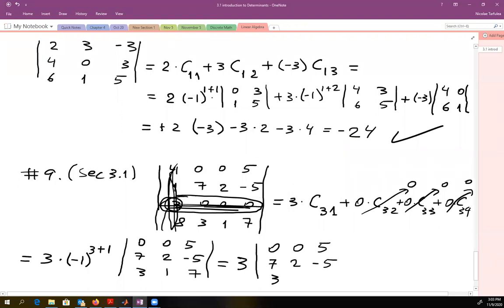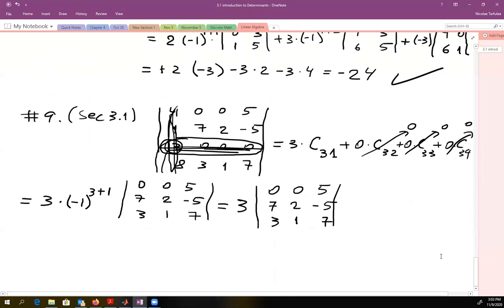I cannot read the chat, you'll have to speak up. Row 1. Okay, very good, this is what you have to use. And so you get 3. So I'm going to use row 1, because it has the most zeros, which is natural, right?